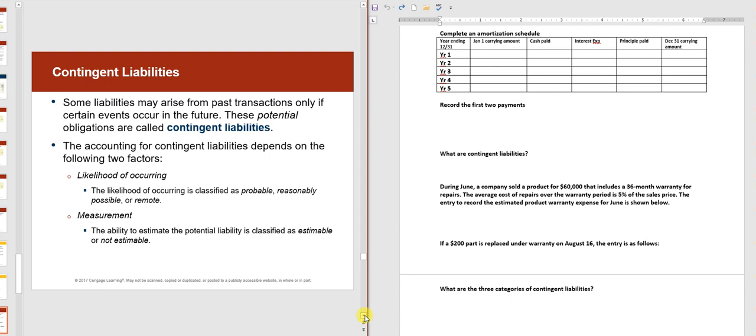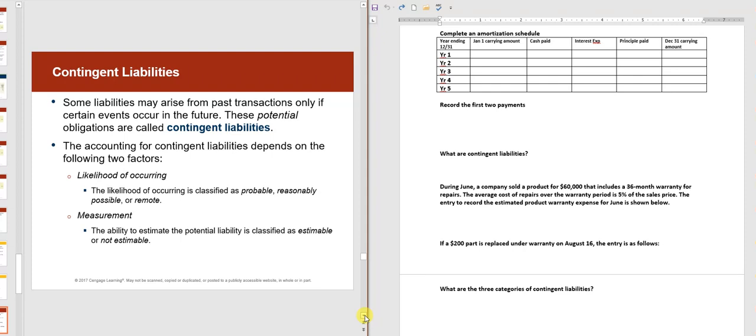Okay, the next thing is contingent liabilities. Contingent liabilities are contingent upon something happening. The best example of a contingent liability is a lawsuit. Let's say my year end is December 31st and my business is being sued. The amount of expense I'm going to have for the lawsuit is contingent upon the outcome of the court case. So that's what a contingent liability is.